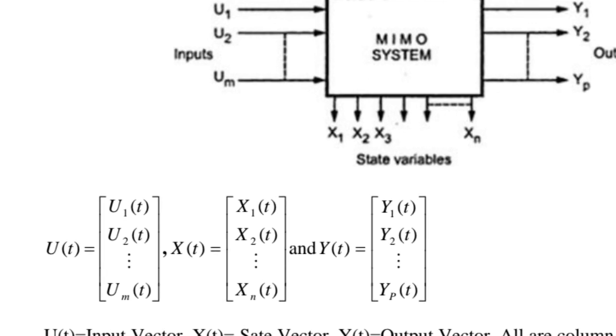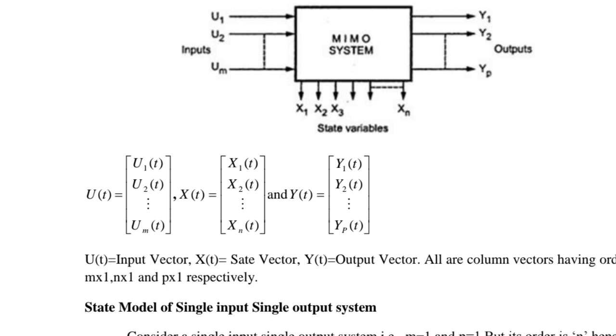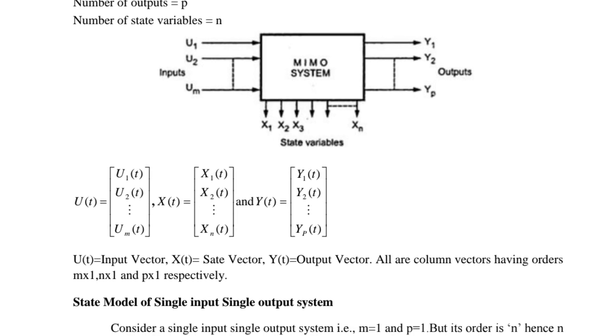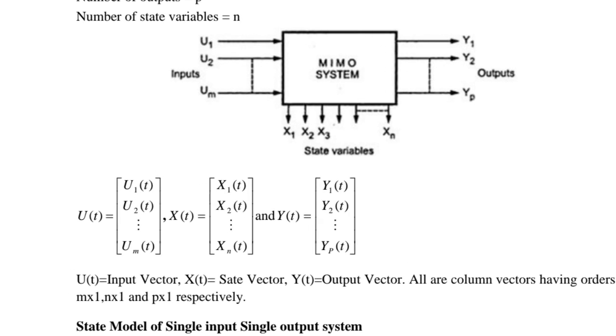See, the u value, how to write: u1(t) to um(t) column-wise. Similarly, x(t), how to write: x1(t) to xn(t), and y(t), how to write: y1(t) to yp(t). So now here you might know that this u(t) is nothing but the input vector, x(t) is nothing but the state vector, and y(t) is nothing but the output vector. So all are column vectors having orders m×1, n×1 and p×1 respectively.